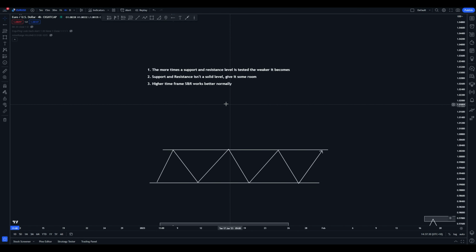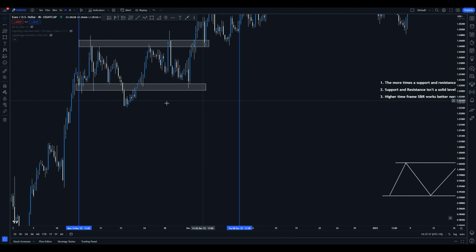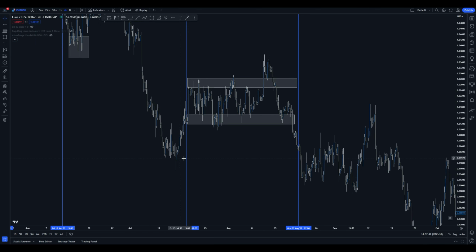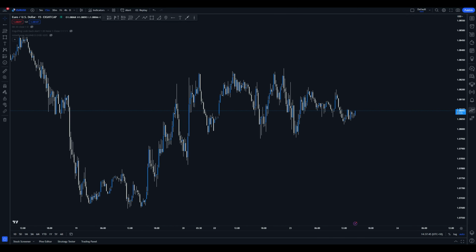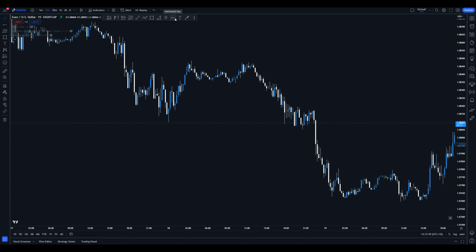Righto. Another point: the higher time frames. Support and resistance, usually it works better. Usually it's more of a respected level. Right now we're on the 4 hour. If we jump down to the 15-minute, you'll see a lot more breaks of support and resistance levels.